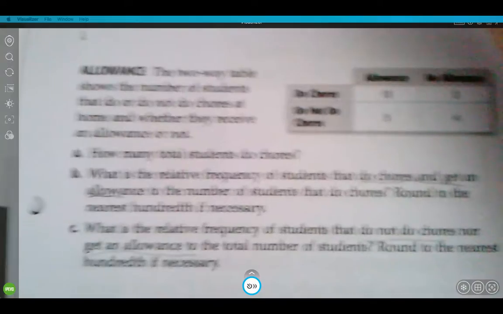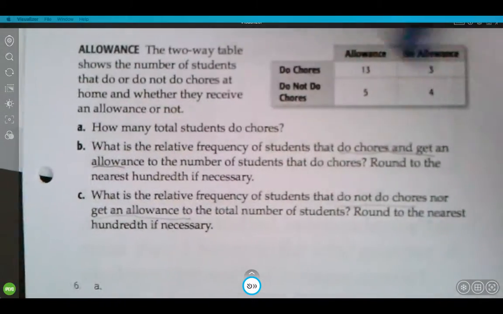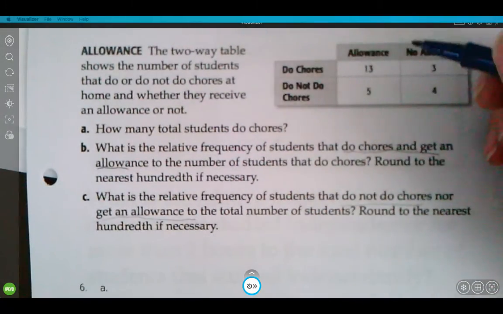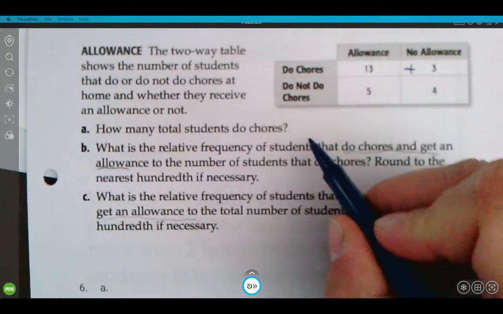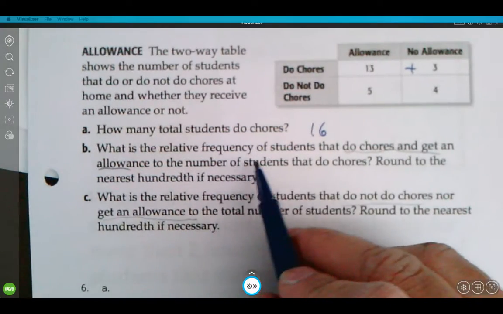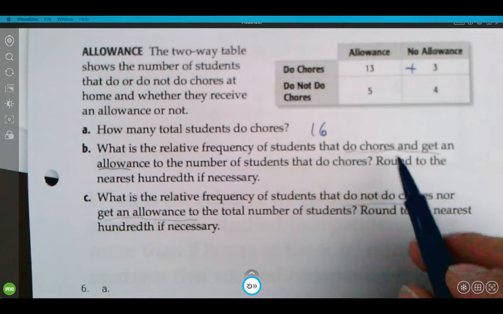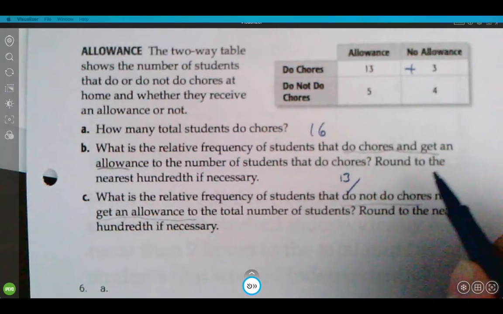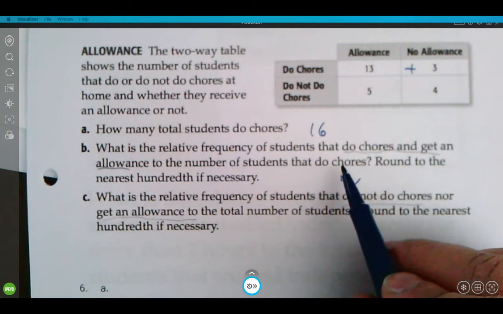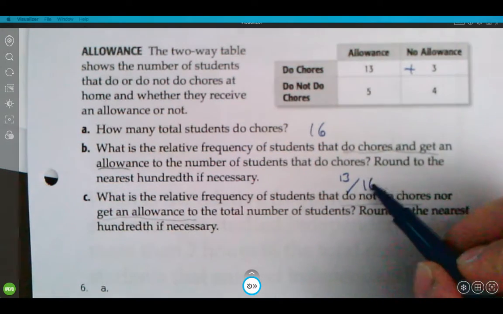Number 2 was a question about allowance, doing chores, not doing chores, getting allowance, and not getting allowance. How many total students do chores? So do chores, you would have done 13 plus 3, and got 16. What's the relative frequency of students that do chores and get an allowance? That's 13 to the number of students that do chores. Well, how many students do chores?